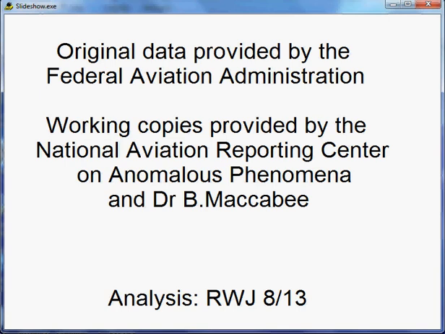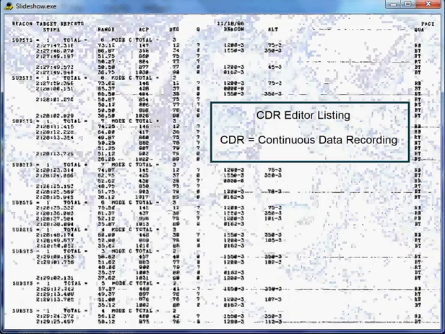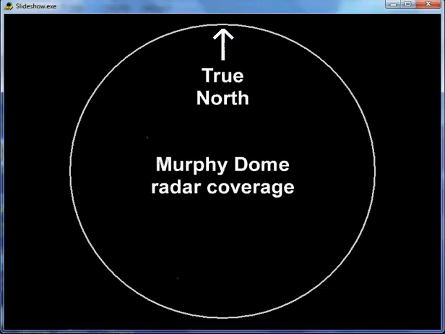Part 1. Murphy Dome. The principal data made available by the FAA consisted of a printed report, a standard CDR editor listing, as used by air accident investigators. The data in the report was obtained from the Murphy Dome long-range radar.